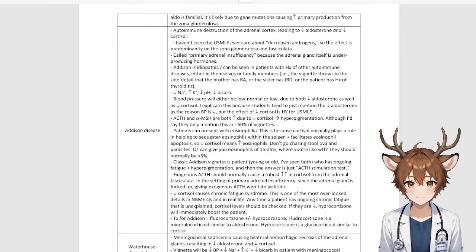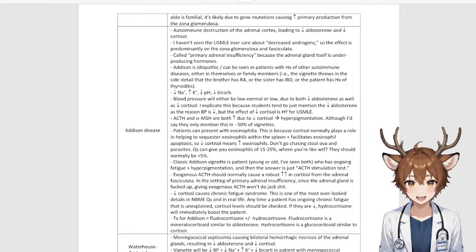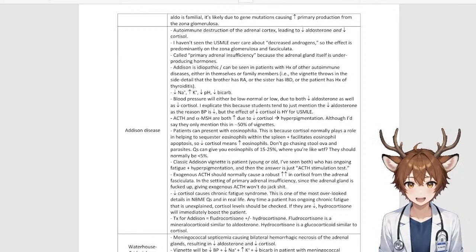A decrease in cortisol causes chronic fatigue. This is one of the most overlooked details in NBME questions and in real life. Anytime a patient has ongoing chronic fatigue that is unexplained, cortisol levels should be checked. If they are decreased, hydrocortisone will immediately boost the patient.